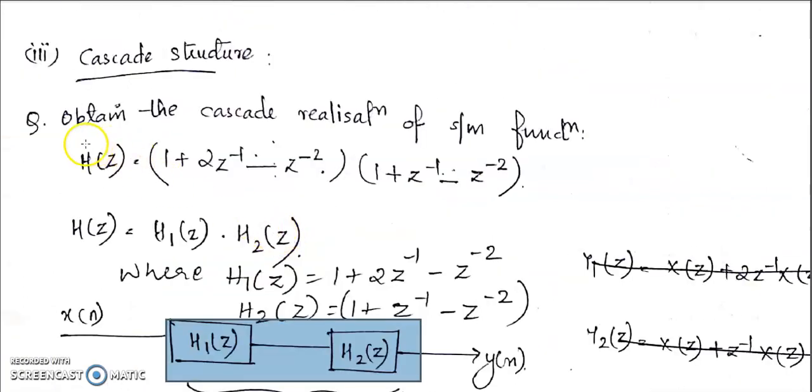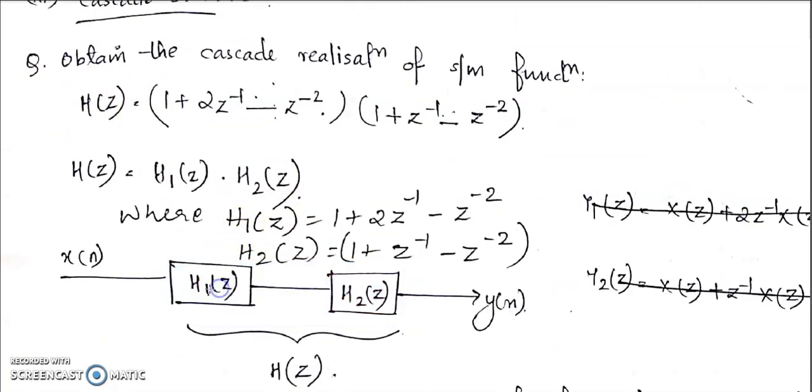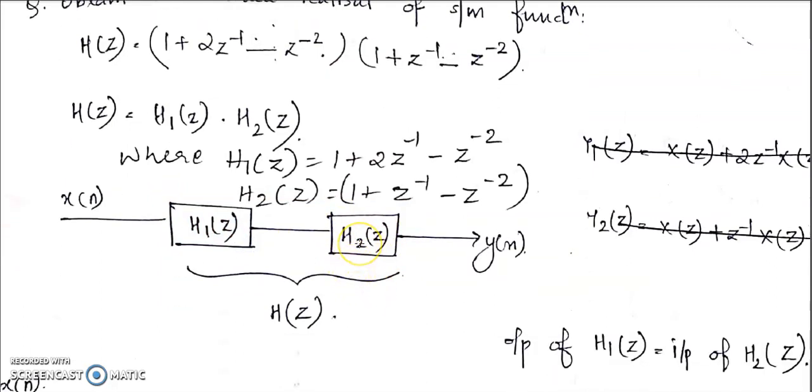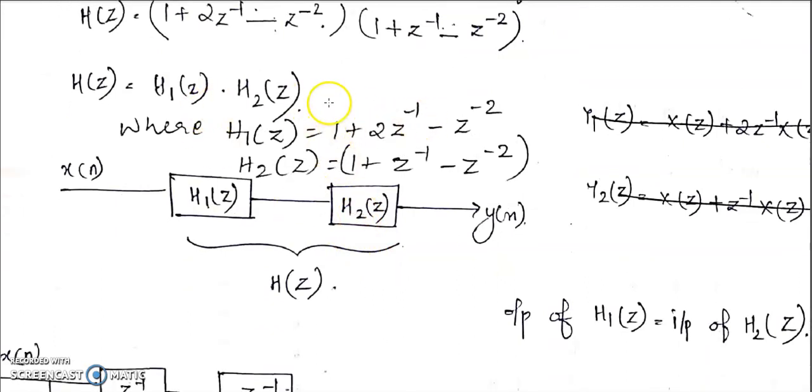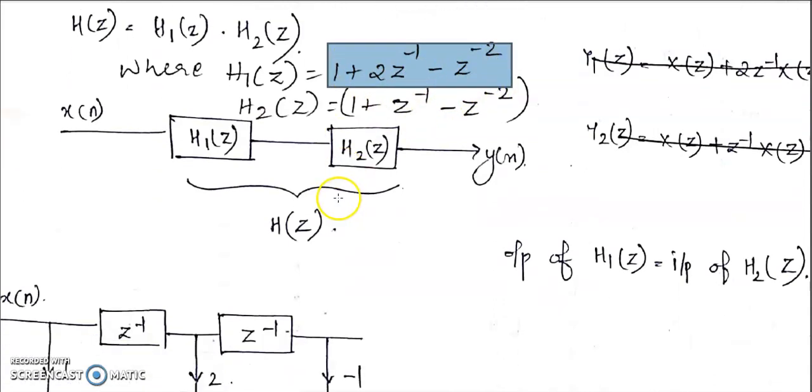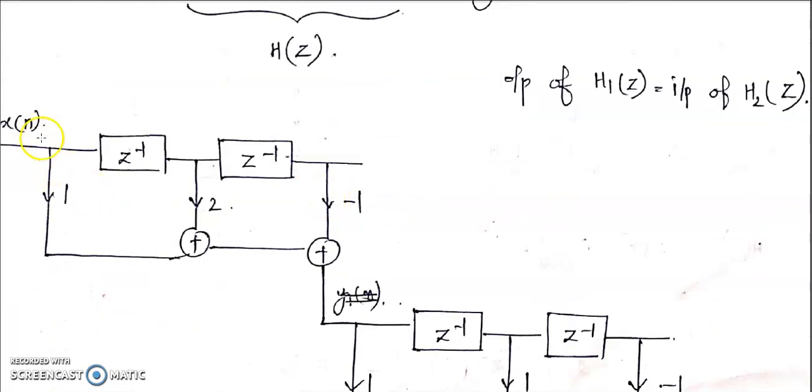That is our question. So here we cascade H1(z) and H2(z). Now we can check its realization. H1(z) is given as 1 plus 2z^-1 minus z^-2. It can be realized using the direct form method. That is realized here.